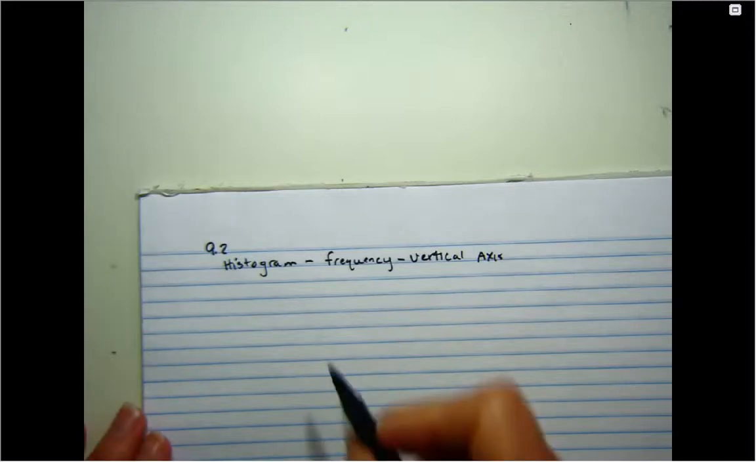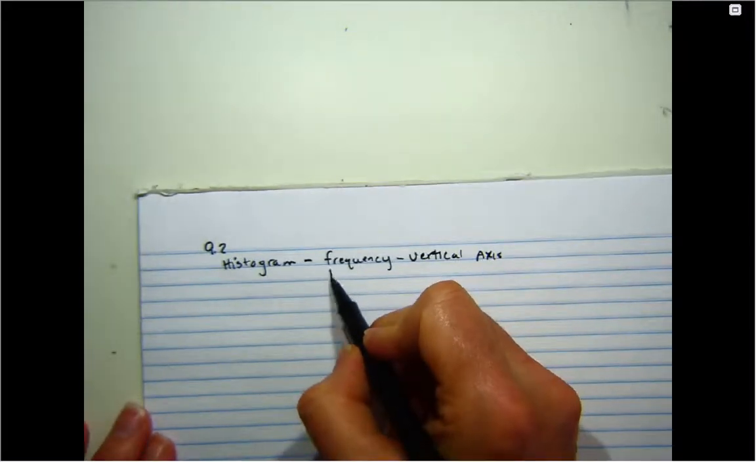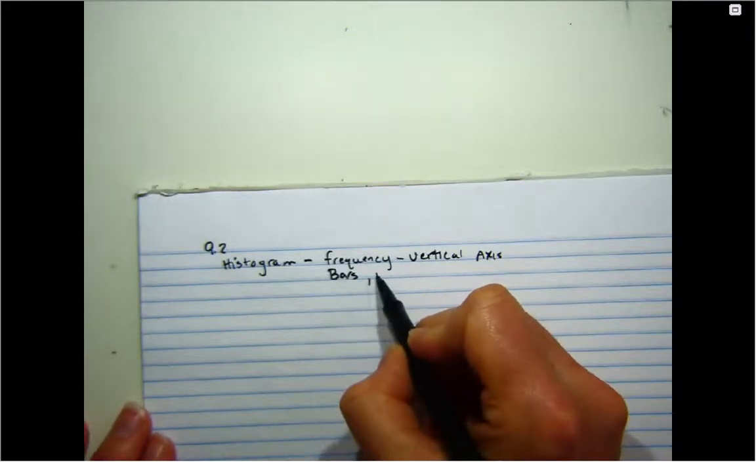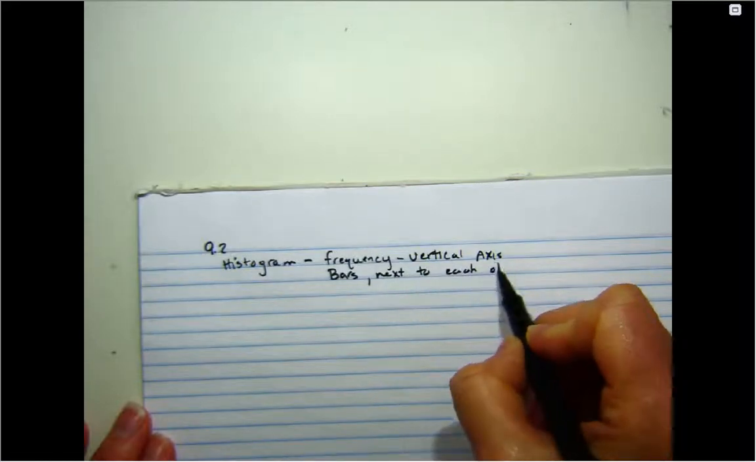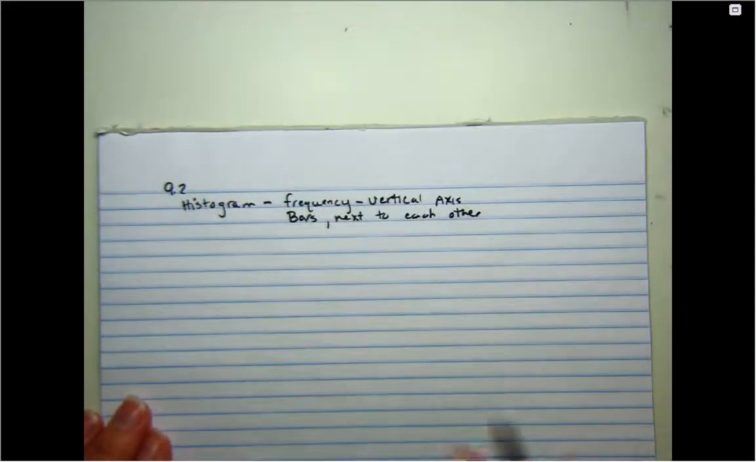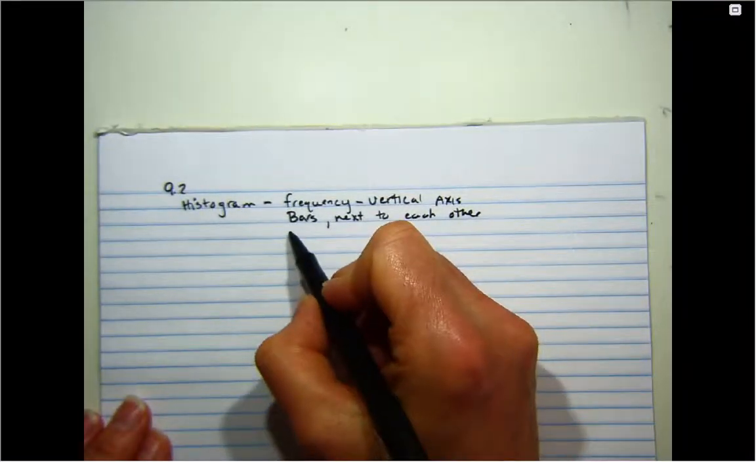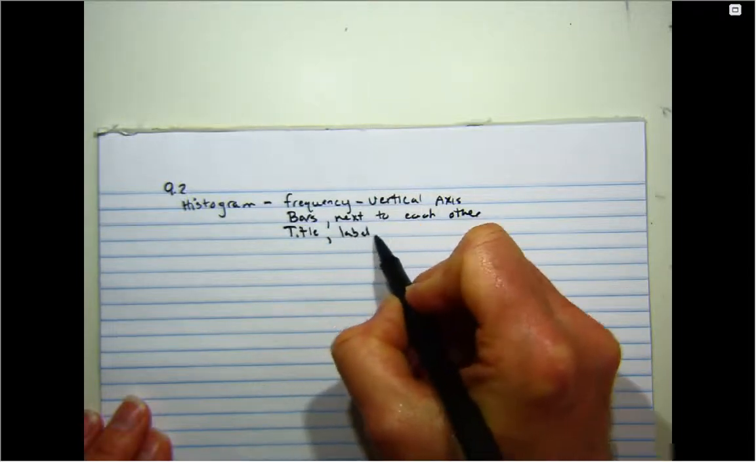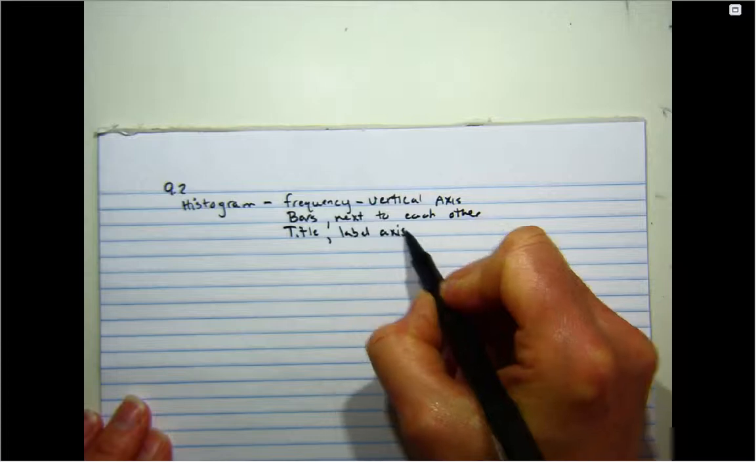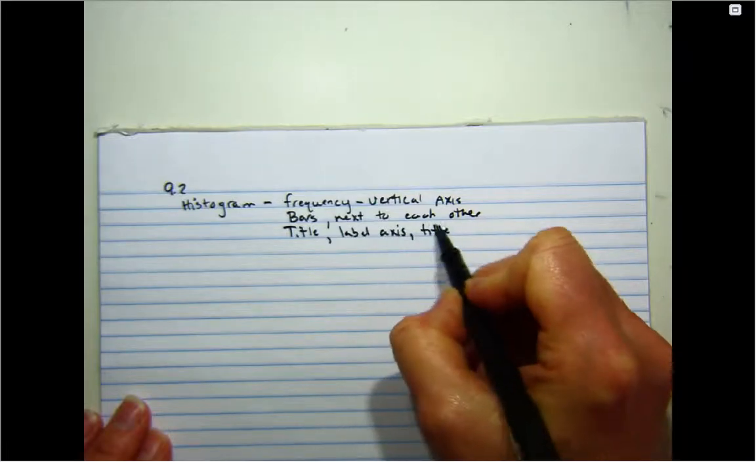And then you'll keep your bars right next to each other. There will not be space between the bars. If you have space between your bars, instead of a histogram, you have a bar chart. Make sure you have a title and that you label the axes and title the axes.